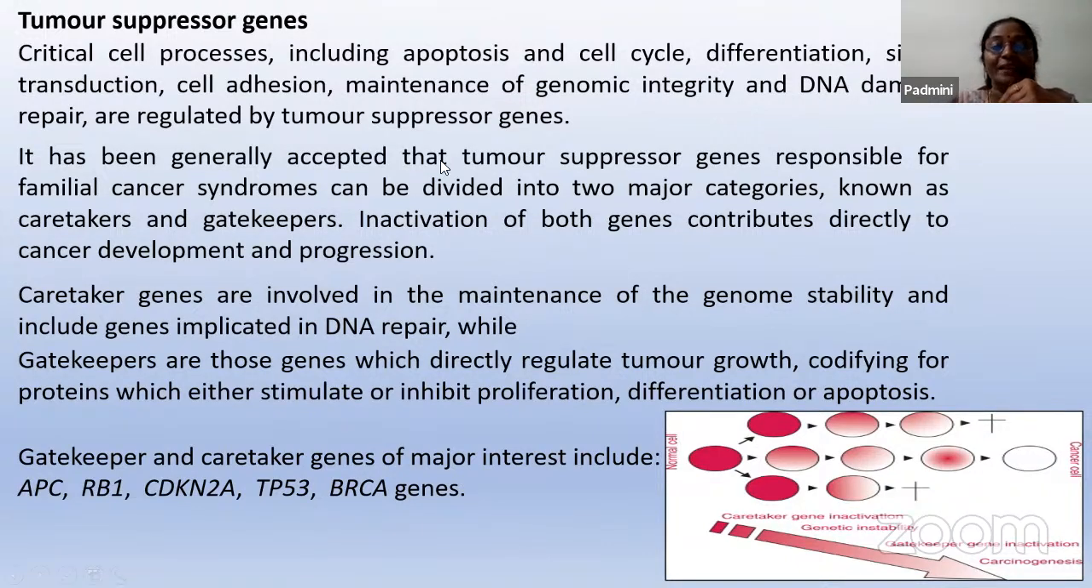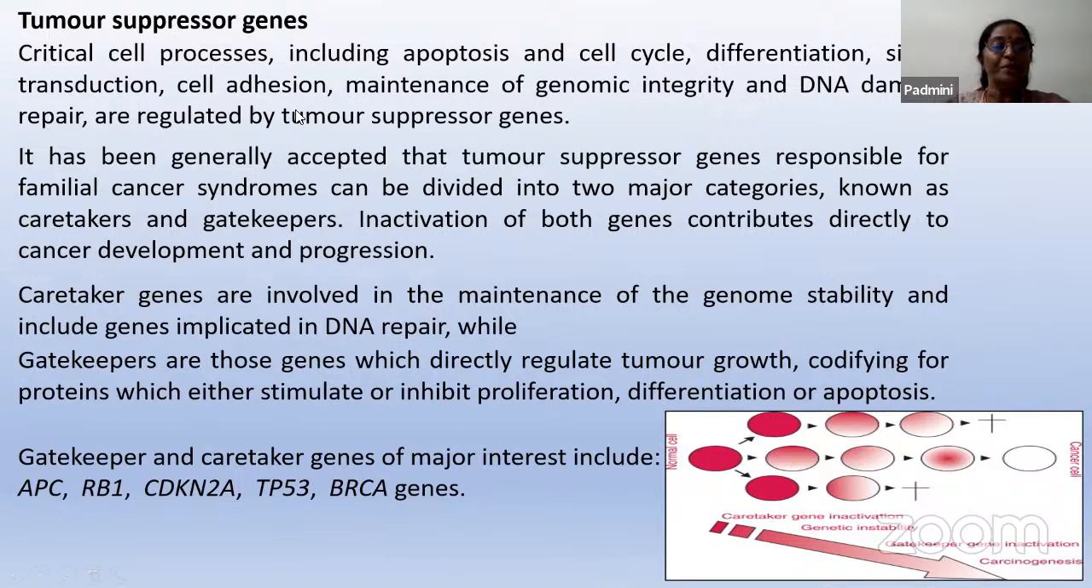It has been generally accepted that tumor suppressor genes responsible for familial cancer syndromes can be divided into two major categories known as caretakers and gatekeepers. Inactivation of both these types of genes contributes directly to cancer development and progression. What do we mean by caretakers and gatekeepers? We'll wind up after this. I'll just talk about what these caretaker genes and gatekeeper genes are, and then we'll wind up our class.